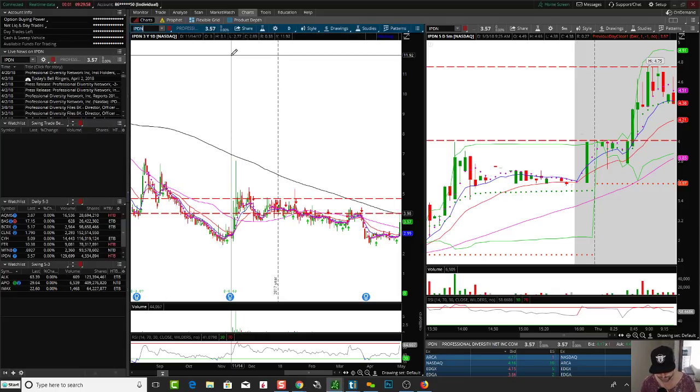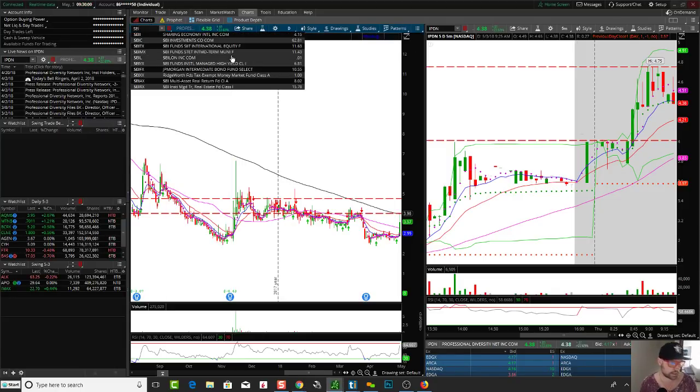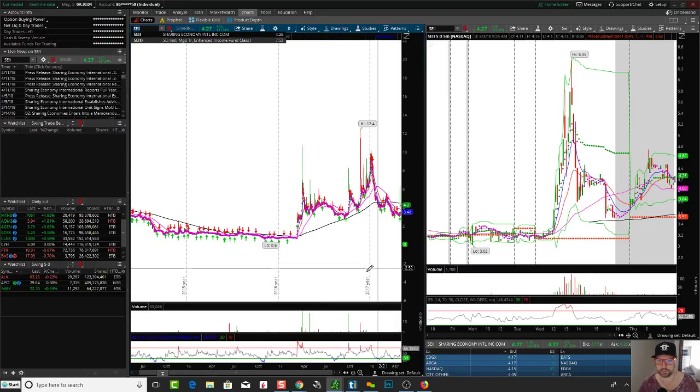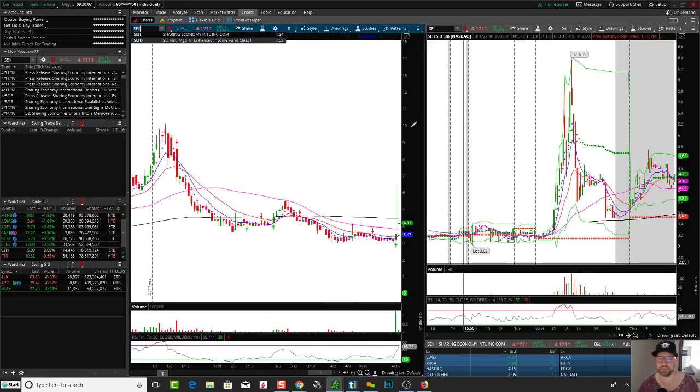And looks like market's about to open any moment. SEII, I guess it's going right now. Don't know if I like that one. Let's go over.